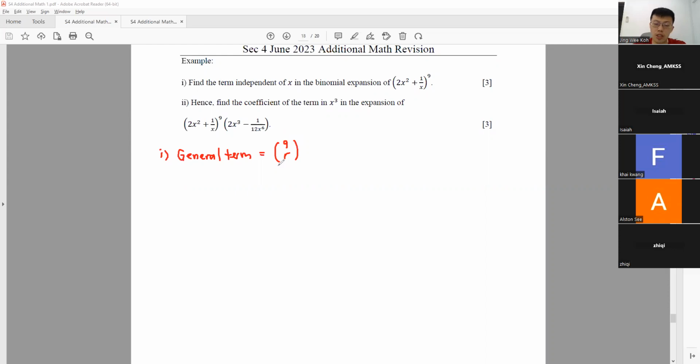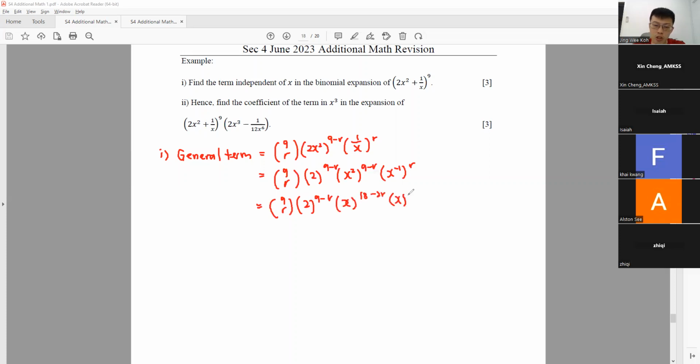9r. The r we don't know, that's the term that we try to find. 2x squared to the power 9 minus r, 1 over x to the power r. The idea of general term is you need to separate all the numbers and all the x. So this will become 2 to the power 9 minus r, x squared to the power 9 minus r. This one brought up becomes x to the power negative r. So these two are numbers, distribute first. These two are x, we combine them together, become 18 minus 3r. So these are your terms.